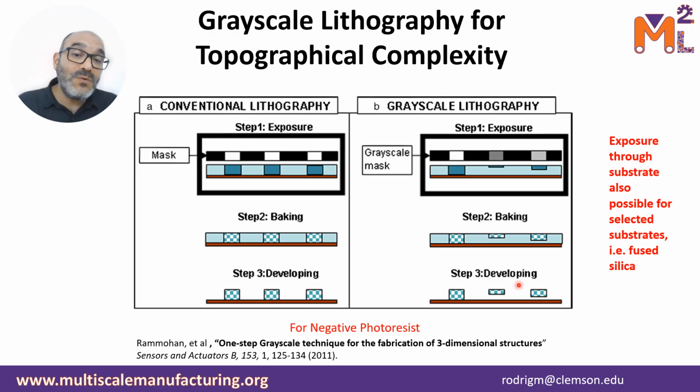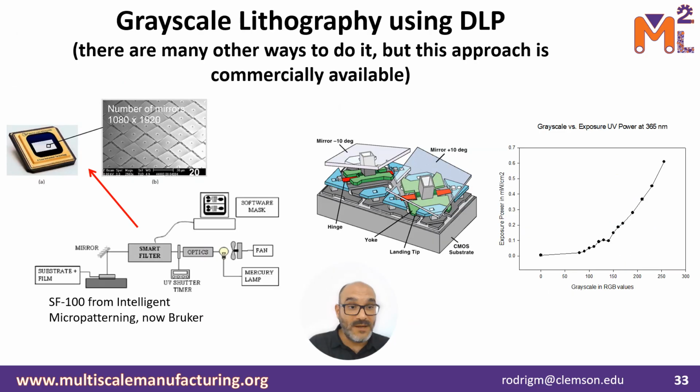So after you do the post-exposure bake and you do your developing, you can actually aim to have structures that look like this. When you don't have only zeros and ones, as in the case of conventional lithography, but now you have different thicknesses incorporated, and all from the same layer, right? So this is a very interesting capability that can be useful in a number of applications.